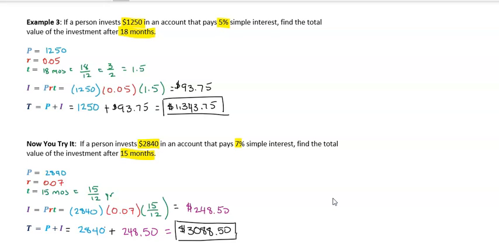Okay, so this is the whole problem worked out. I just wanted you to notice that 15 months is 15/12 of a year, and you can leave it as 15/12 if you would like. So you're just going to take 2840 times 0.07 times 15 divided by 12, all in one big long step on your calculator, and get $248.50 as your interest. Then you're going to add the principal that you started with, the interest that you made, for a total in the end after 15 months of $3,088.50.